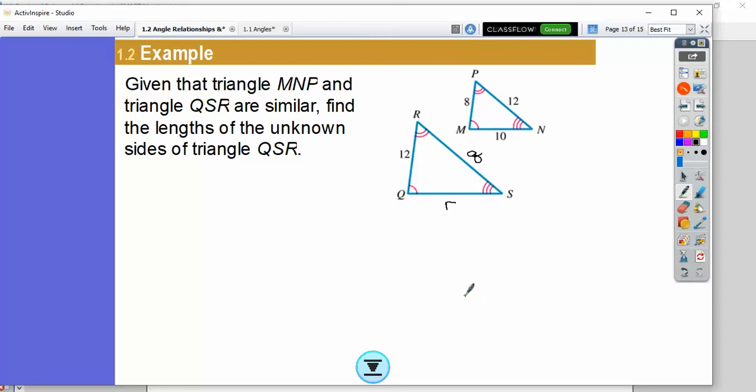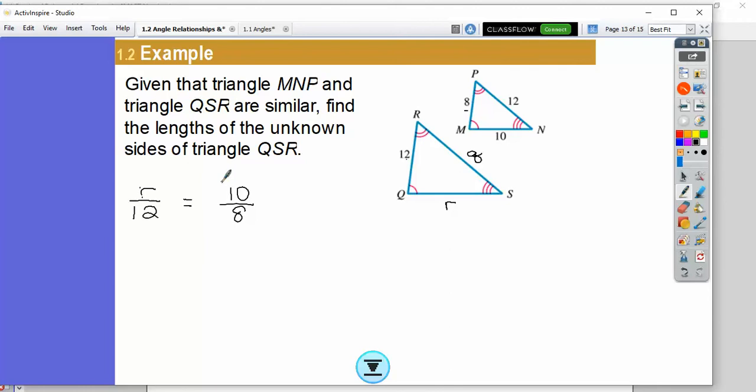To do that, we can set up a proportion. So we're going to take two sides of this. If I want to find r, I'm going to say r over the only other side I know is 12. Equals, and then we're going to do a proportion using the corresponding sides in the second triangle. So r matches up with the side of 10. Okay, 12 corresponds with the side 8. So r over 12 equals 10 over 8. Does everybody see how I set that up?